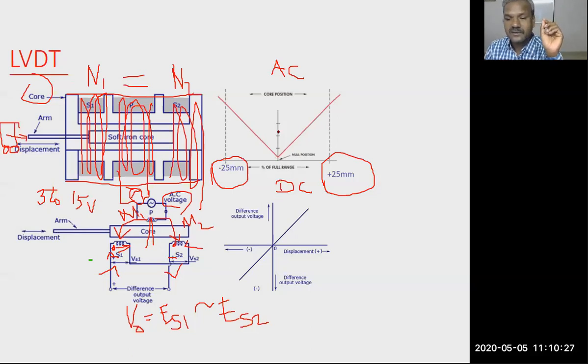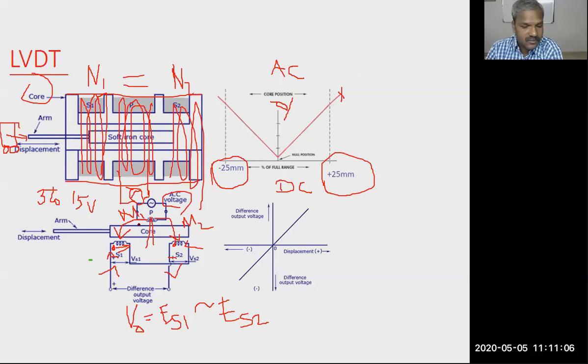So this is the output, V0, that is E0. When the core is fully at the right extreme, it gives maximum output here. When the core moves from right to left, towards this side, actually this diagram is wrong.